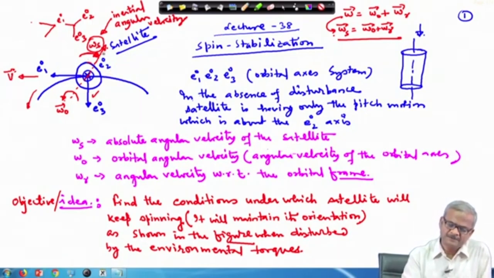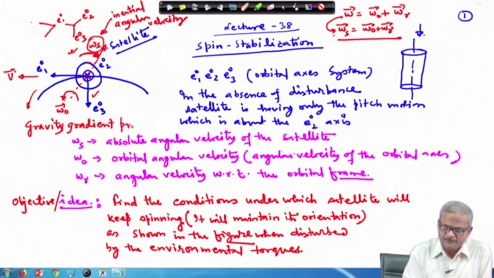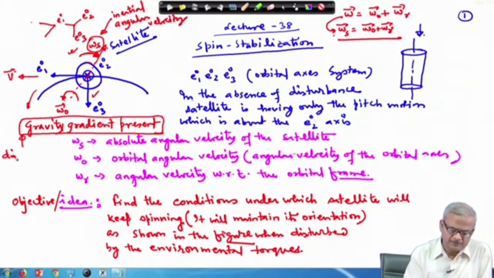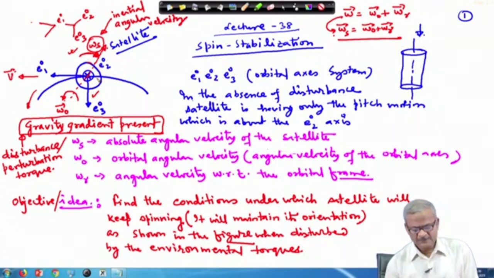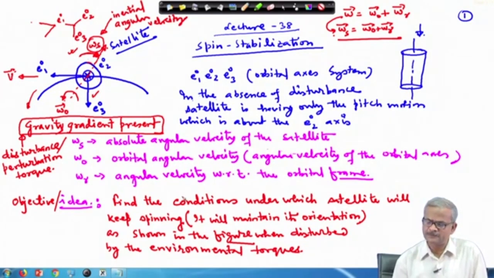have already discussed. But here the special issue is that there is a gravity gradient acting in this direction. So, gravity gradient is present and this will act as a disturbance or perturbation torque, and we are supposed to maintain this direction. So, if it is disturbed from this orientation, as we have shown, by a little bit with respect to the orbital axis, whether such a system will be stable in direction or not is what we are going to study in this.